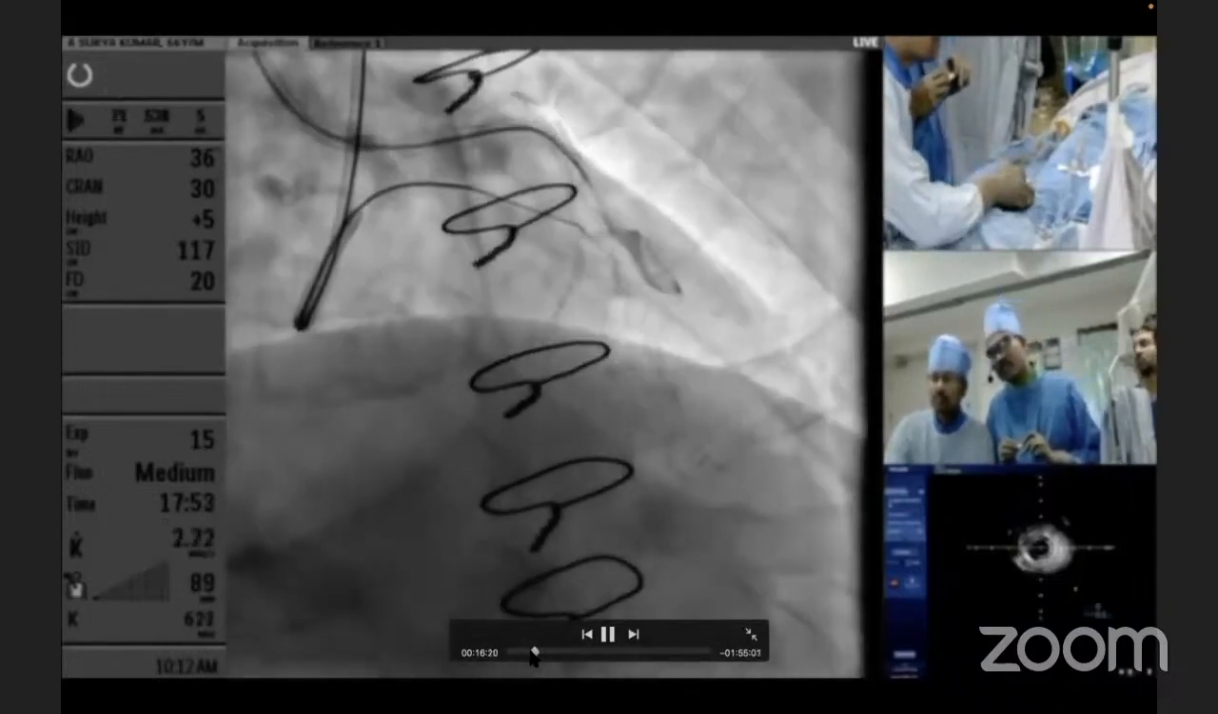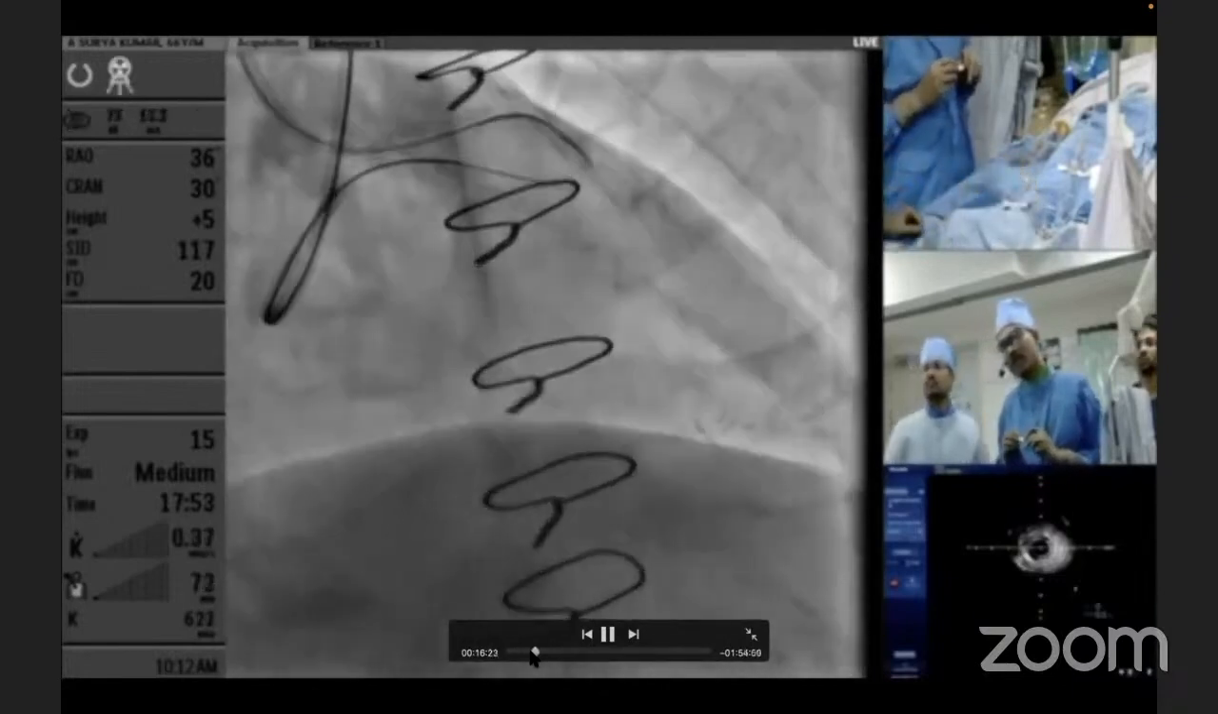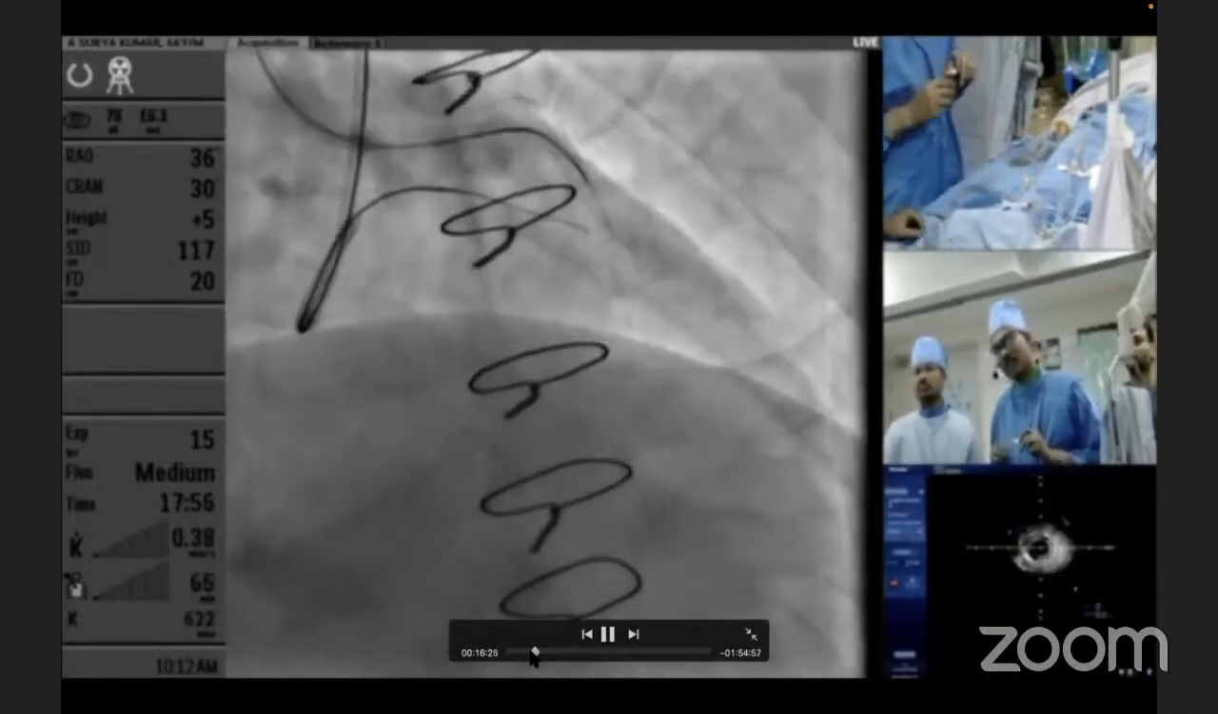Sharath, Hornet is also not pre-shaped, right? You have to shape it yourself, right? Yes, we have to shape it ourselves.